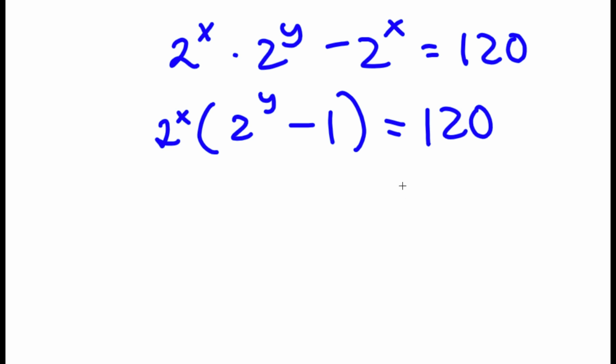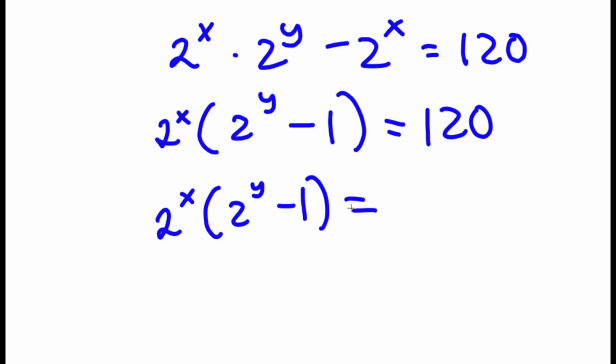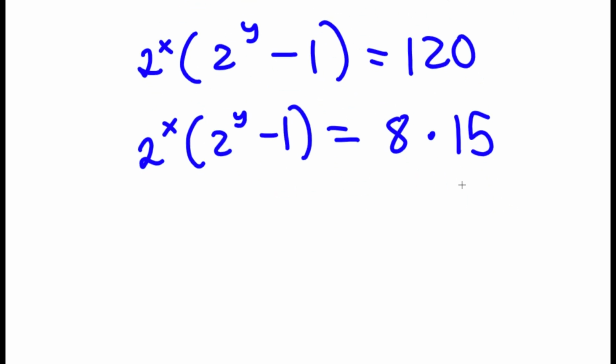Now, 120 is the same thing as 8 times 15. And notice how 2 to the power of x is going to result in an even number, because 2 to the power of any number is going to be even. And 2 to the power of y minus 1, well, 2 to the power of y is an even number, and an even number minus 1 is an odd number. So this is even, this is odd.